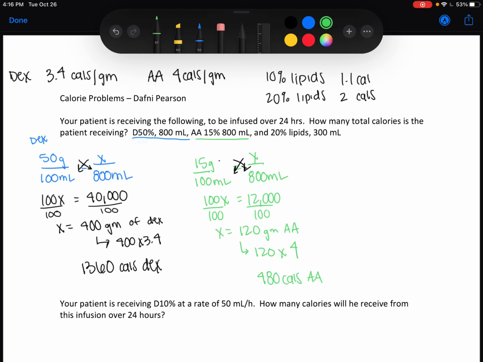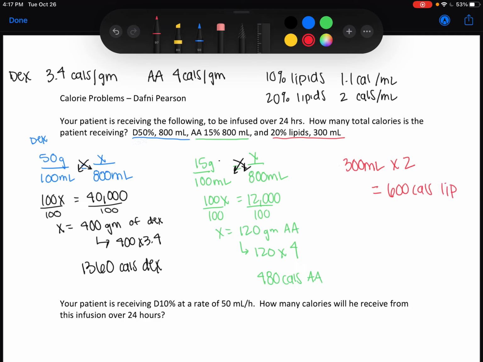And now to the lipids, we have 20% lipids in 300 mils. So remember, lipids are different, and they are 2 calories per mil for lipids. So lipids are super simple. All we have to do for lipids is say, okay, we have 20%, so we know it's 2 calories per mil. And so we take our mils, 300, and multiply that by 2. And that gives us 600 calories of lipids.